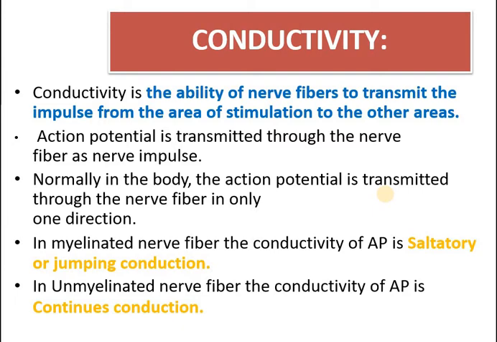In myelinated nerve fiber, the conduction of the action potential is saltatory or jumping conduction, and in unmyelinated nerve fiber, the conduction of the action potential is continuous conduction. We have two types of nerve fibers: myelinated and unmyelinated. In myelinated fibers you have a myelin sheath, so the conduction is very fast, and this type is called saltatory conduction. In unmyelinated fiber, the velocity of conduction is less in comparison to myelinated fiber, and the movement of impulses is continuous conduction.